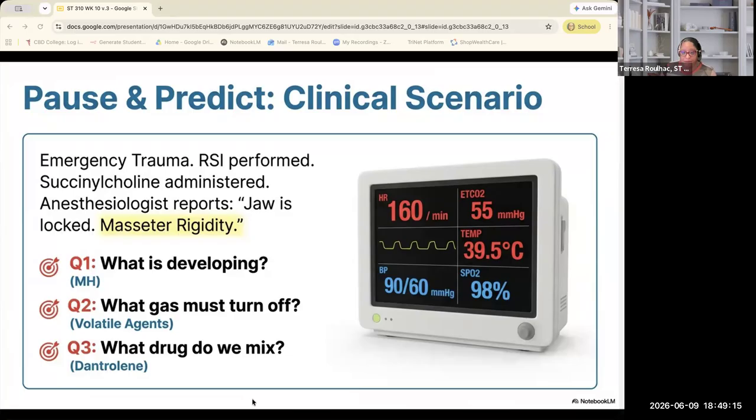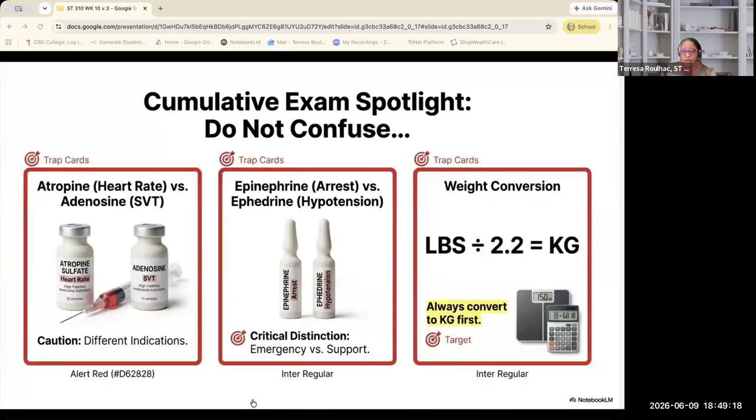Taken together, those findings tell us that the patient's metabolism is accelerating, which is exactly what we'd expect with MH. Now, I want to spend a minute on a few concepts that commonly get mixed up on that cumulative exam. I call these the trap cards because the information is usually familiar. The challenge is recognizing exactly what the question is asking.